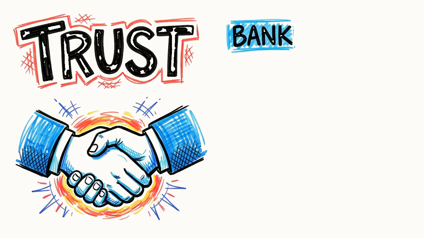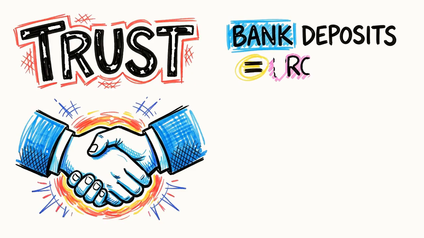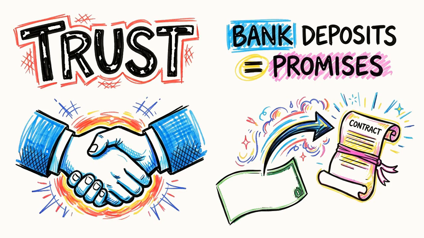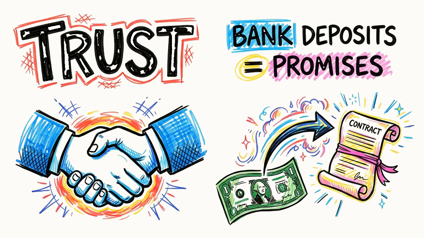Because here's the final piece that clears up the mystery. The dollars in your bank account are not physical bills. They're promises. They're the bank saying, we owe you this amount. As long as people trust those promises, they function as money. That's why deposits can multiply even though cash does not.